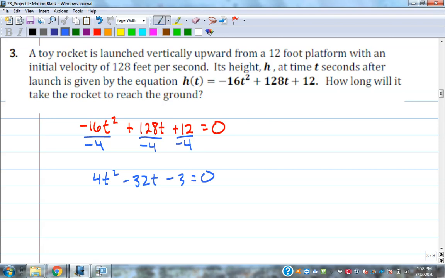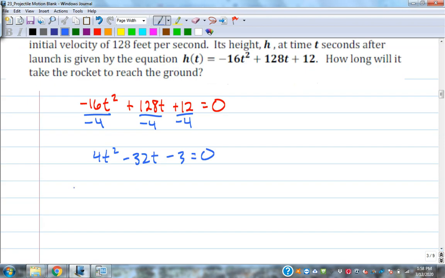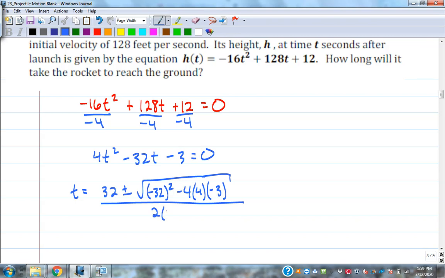When I look at that one, I see this big number in the middle and two small numbers on the outside. I don't even try factoring usually when it's like that. If I'm not going to factor it, how am I going to solve it? Quadratic formula. That's the way that I'm going to do that one. Set it up with the quadratic formula. So t equals 32 plus or minus the square root of -32 squared minus 4 times a times c, all divided by 2a.